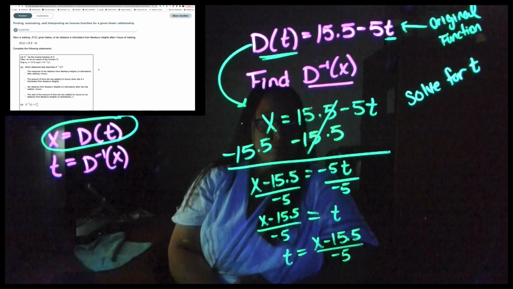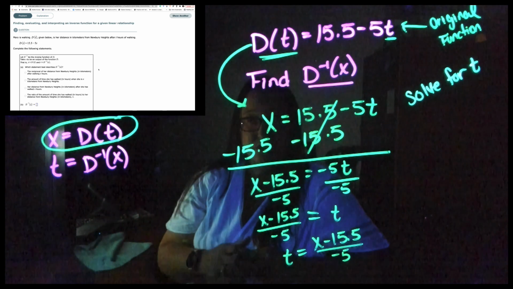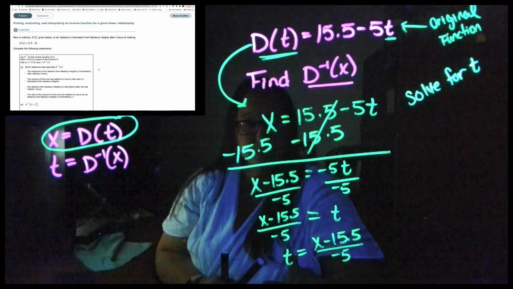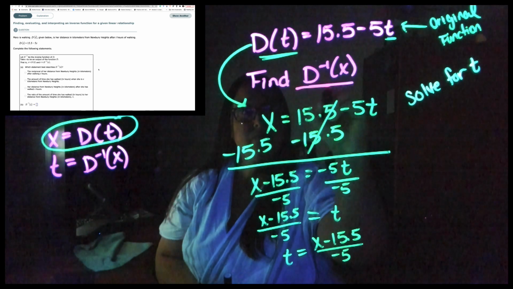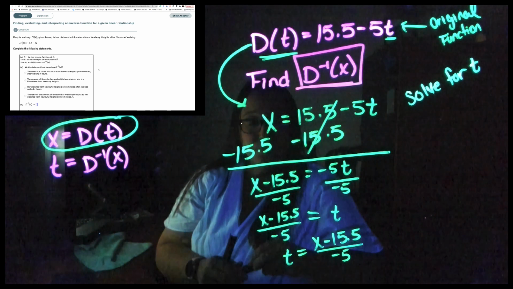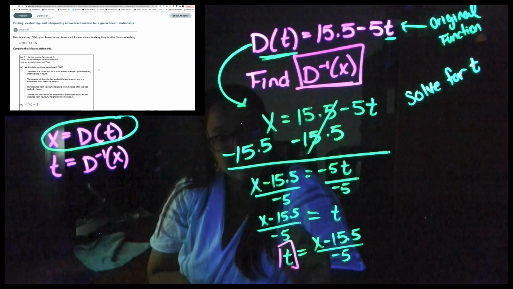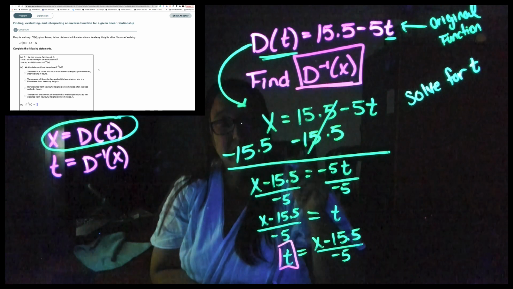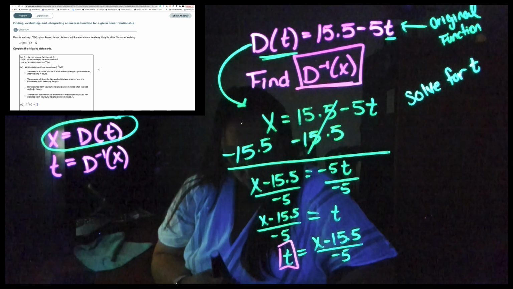Now, that is my inverse. But they do not want T. They ask me to find this. But what I know is that T is equal to the inverse function of D of X. So what I can do is replace, let's pick a color.